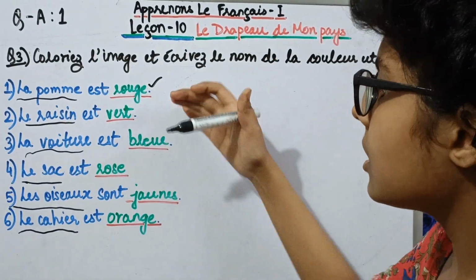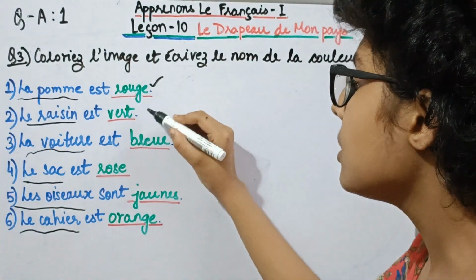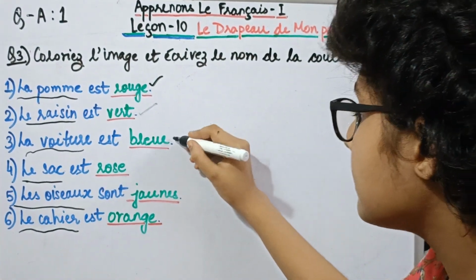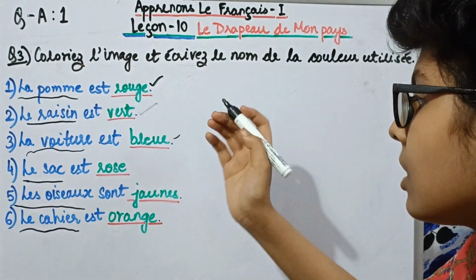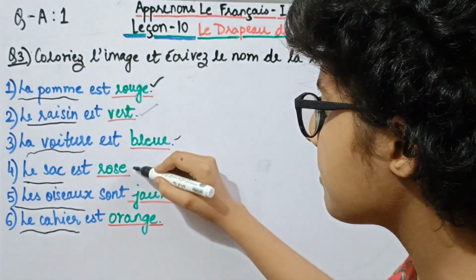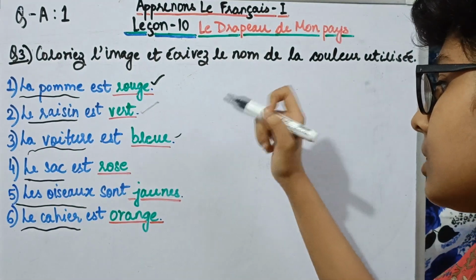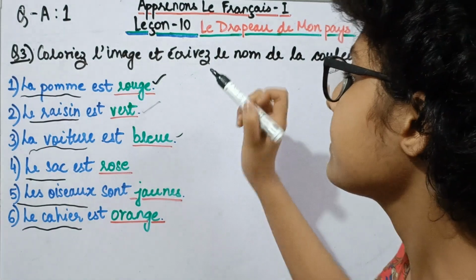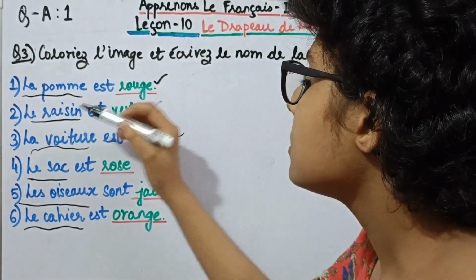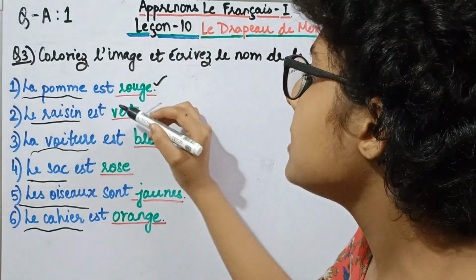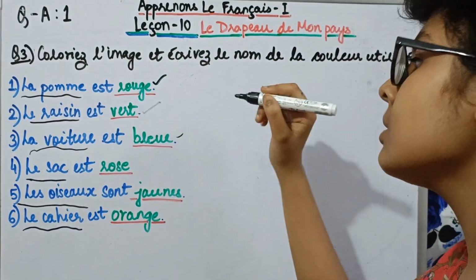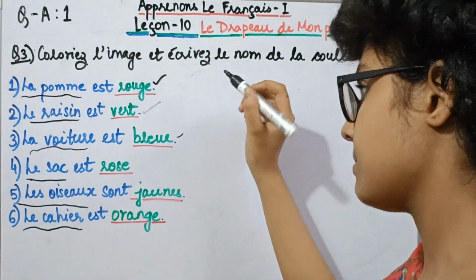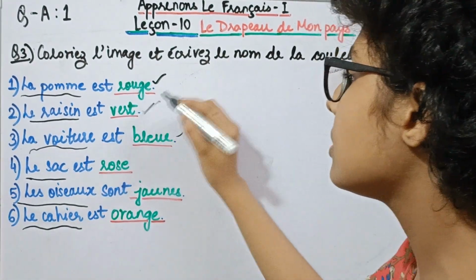But in all the other parts, in the rest of the 5 parts, you can do it on your own. The reason for that is that a car can be blue, pink, red, or of any color. And then we have the bag, it can also be of different color. The birds and the notebook can also be of different color. And then if we see the raisin, le raisin, it means the grapes. So in India we commonly find the green grapes or the purple grapes. So you can also do it on your own.